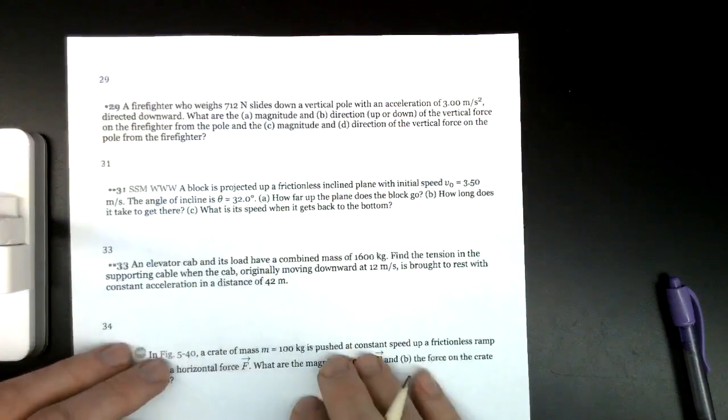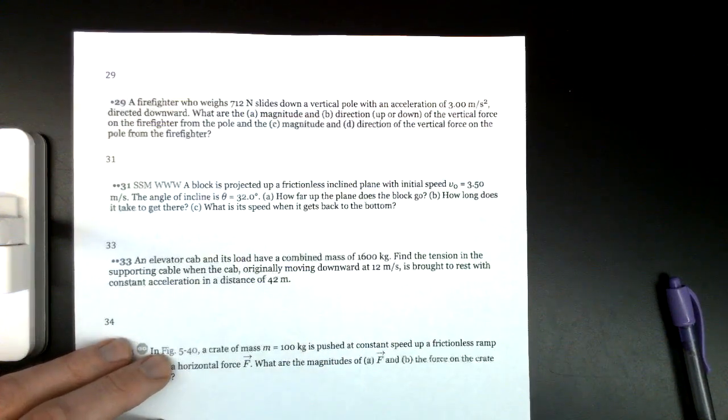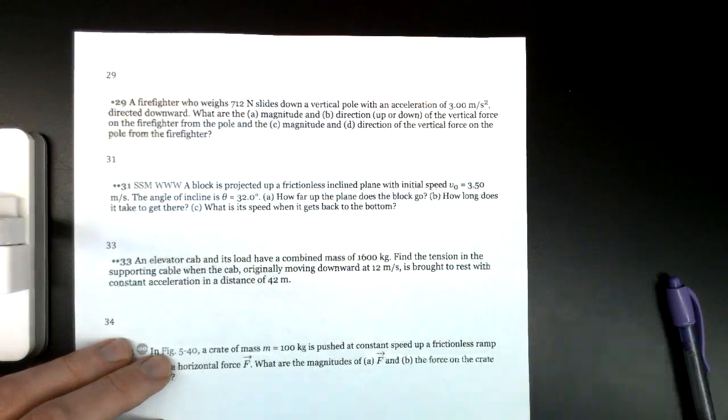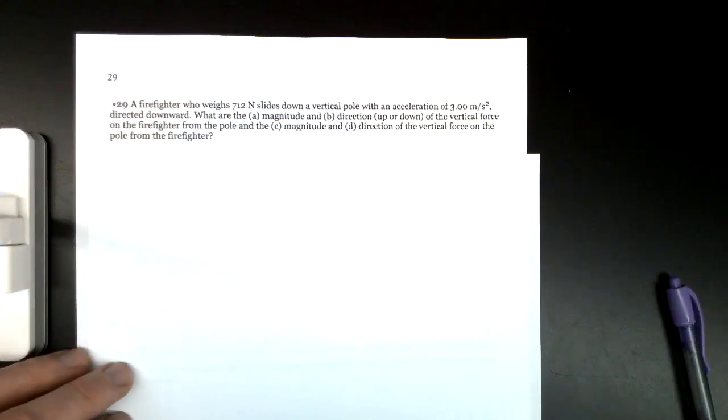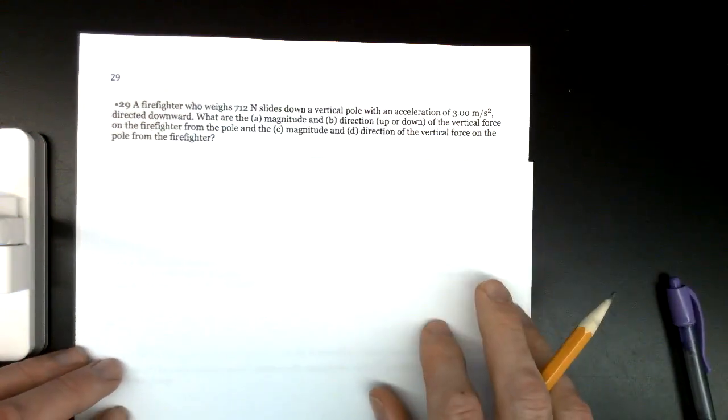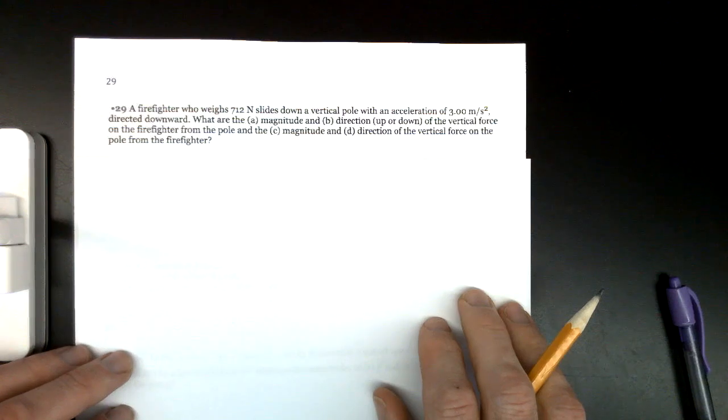Okay, let's continue on with some more of these chapter 5 problems. Here's number 29. Firefighter weighs this many newtons, slides down a pole with an acceleration. What's the magnitude of the vertical force on the firefighter from the pole?